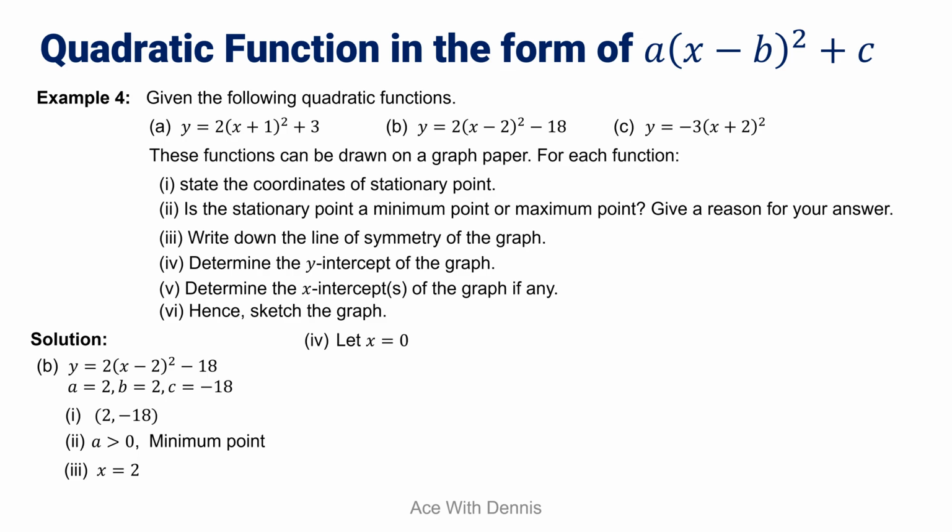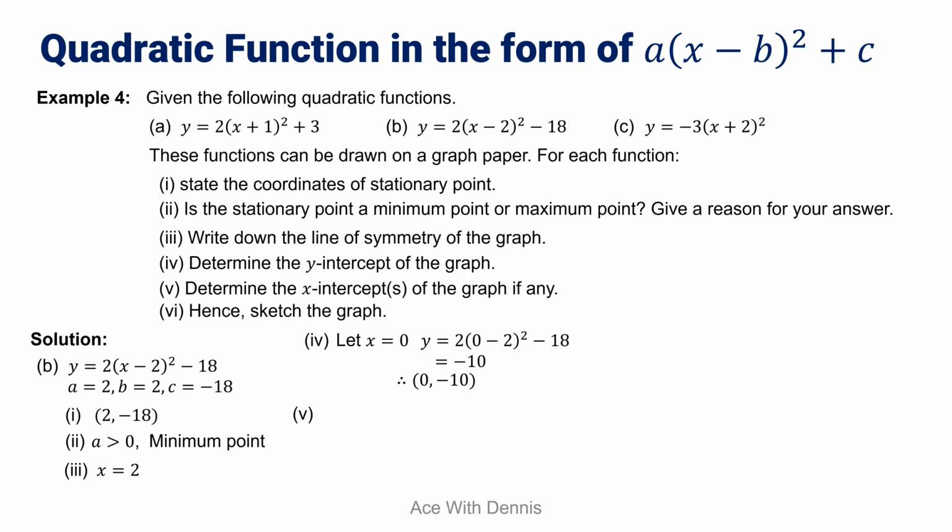Number 4, to find the y-intercept, we let x equal to 0. Hence, the equation becomes y equals 2 bracket 0 minus 2 squared minus 18. Calculate, we get negative 10. Hence, the y-intercept coordinates will be 0, negative 10.